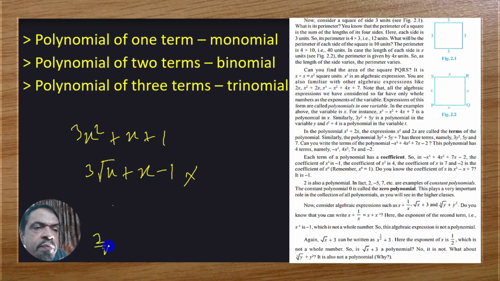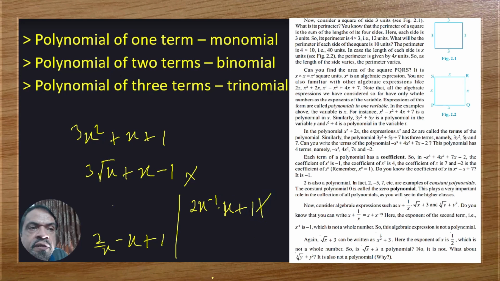Now let us understand with one more example. Suppose it is 2 upon x minus x plus 1. See, 2 upon x, in another form, we can write as 2x to the power minus 1 minus x plus 1. So here x to the power minus 1 is not a whole number, it is an integer. So this is also not a polynomial. So what is the essential condition? The exponent of the variable should be a whole number. Like this is a polynomial.